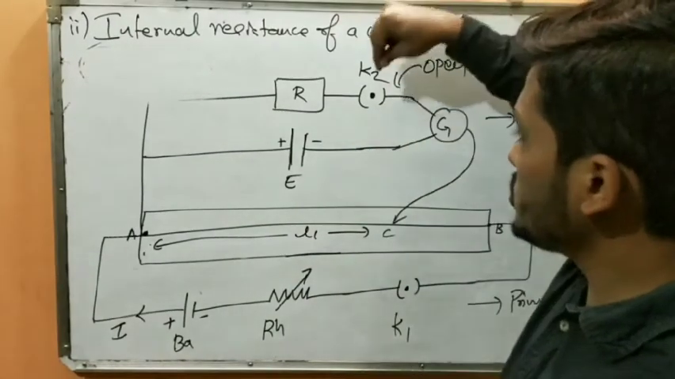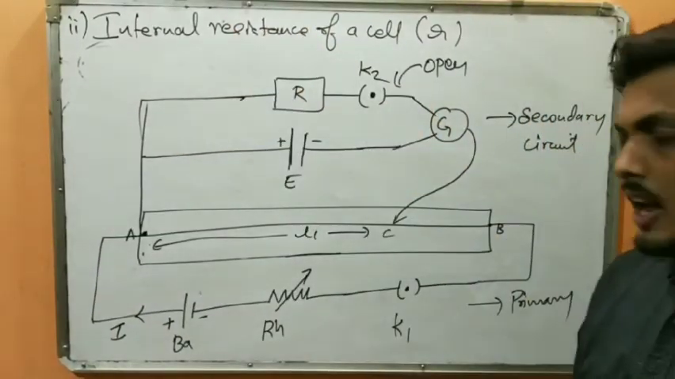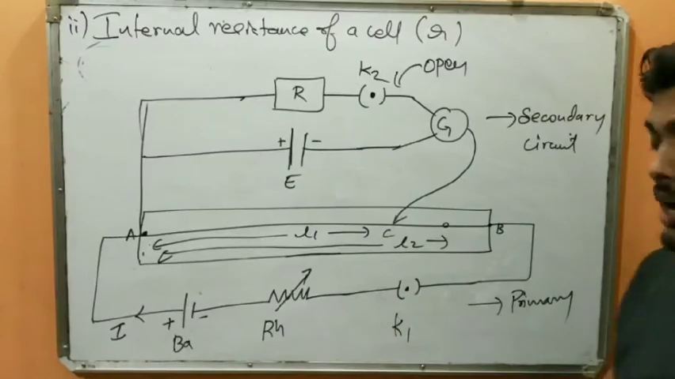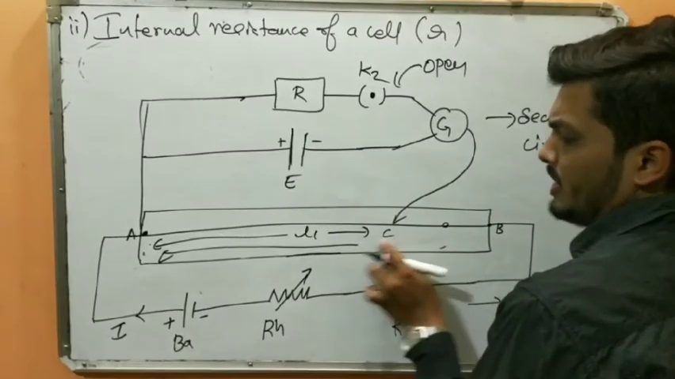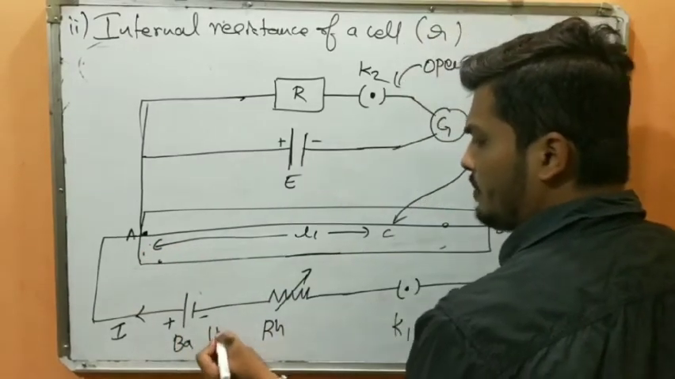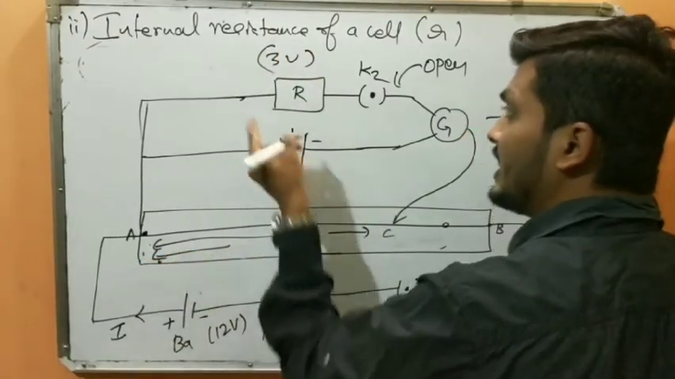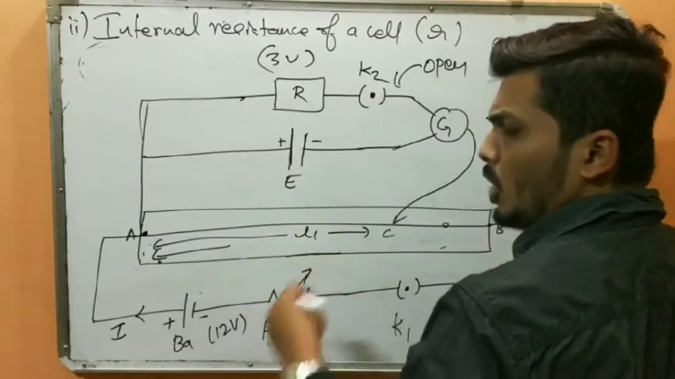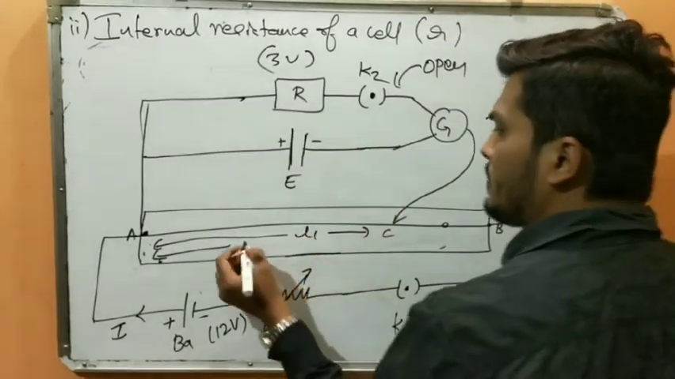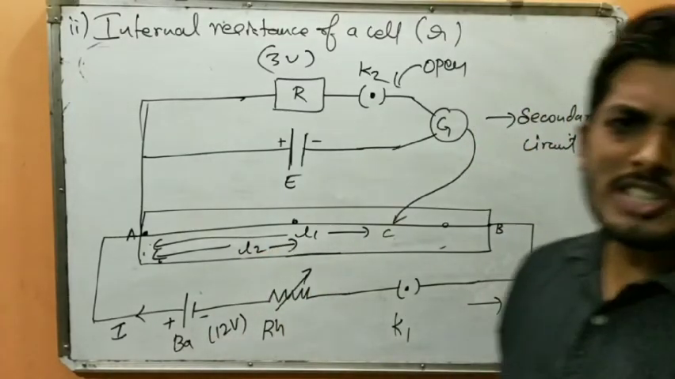Now second, I will close K2. Whatever current is flowing, that current is flowing through this secondary circuit. Then again I will find the balancing length. I may get it somewhere here, and I will name it L2. Most of the time you will find the balancing length due to the cell will be lower, because the battery has a potential of maybe up to 12 volts, and our cell may hardly give up to 3 volts. So it is quite obvious that the balancing length of the cell will be smaller. Not always, it depends upon what kind of battery and what kind of cell you are using. Imagine for instance I get a balancing length here, I'll measure this as L2. So are you understanding the arrangement?